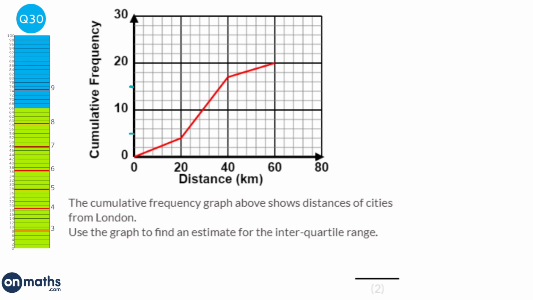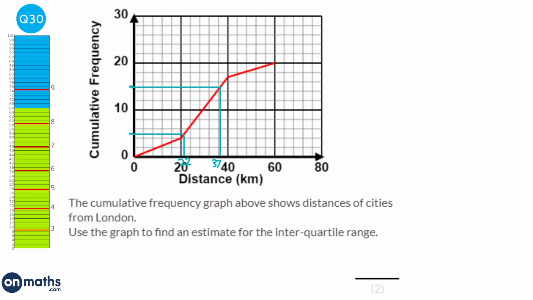So we draw a line across to find our lower quartile, a line across and down, and I think that is roughly 22. We do the same again for our upper quartile, line across and down, and that's roughly, I mean these are going up in 4s, so maybe 37, because this line here would be 36, so that would be 37.